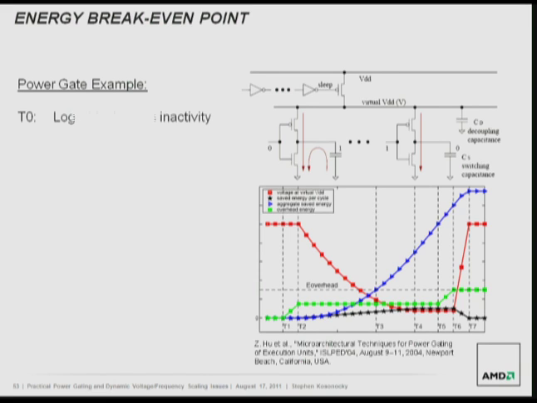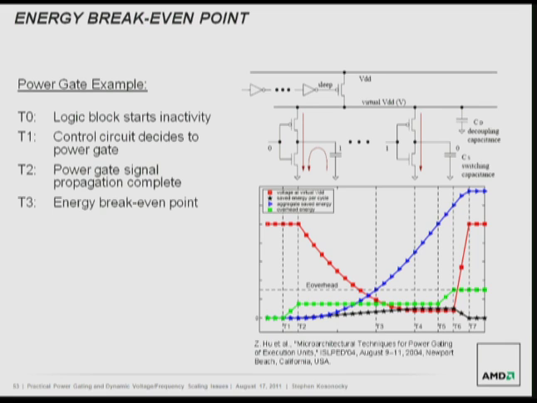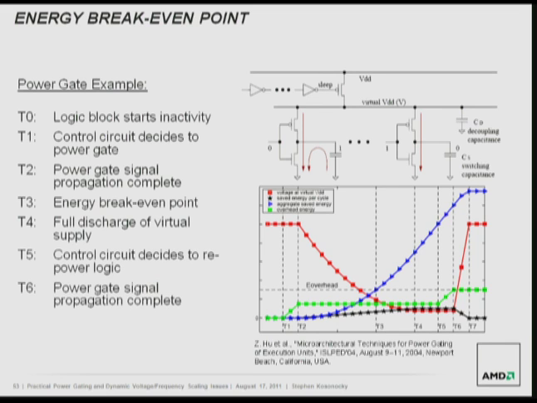Oh, okay. This slide really talks about the energy break-even point, and that's one of the considerations here. You have some overheads in terms of turning on the power gate, then turning it off, and you don't get the savings right away. At some point, you get a break-even point in the energy. And that's one of the key issues that you want to consider when you're deciding what blocks to power gate.